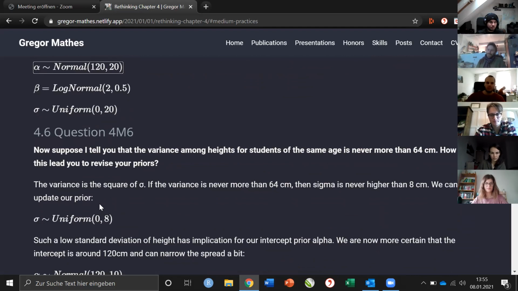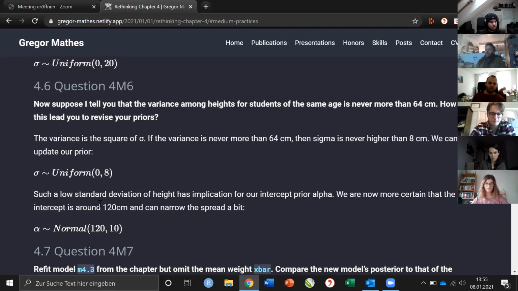Question 6. Now suppose I tell you that the variance among heights for students of the same age is never more than 64 centimeters. How does this lead you to revise your priors? I had to look this up. The variance is the square of the standard deviation. If the variance is never more than 64, you take the square root, so sigma is never higher than 8 centimeters. And we can just plug this into our prior for sigma, where I've used a uniform distribution now, ranging between 0 and 8.